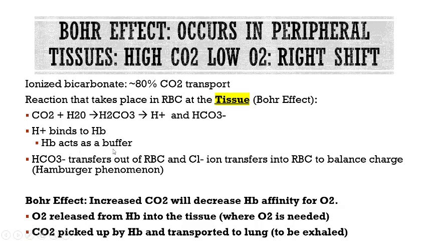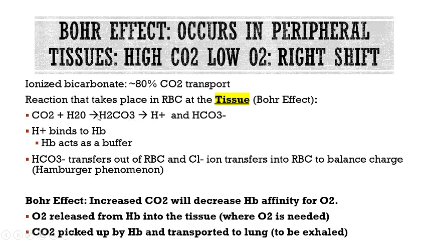The hemoglobin's going to act as a buffer, and that's important from the fact that CO2, because it creates this H plus ion, creates more acid. So the hemoglobin acts as a temporary buffer. We're not going to go into that a ton, but just throwing it out there. So the big takeaway here is the H plus is going to bind to the hemoglobin. The HCO3, or the bicarbonate, transfers out of your red blood cells.